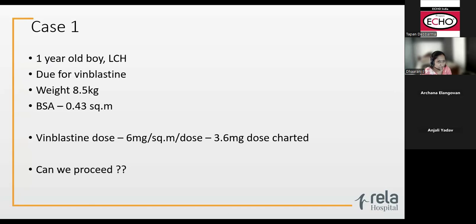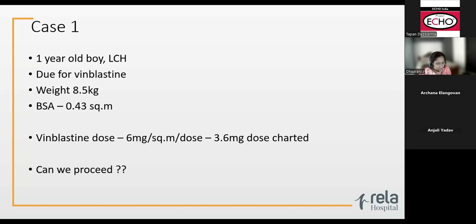So this is a 1-year-old boy with Langerhans cell histiocytosis. He's due to get vinblastine. His weight is 8.5 kg, and the body surface area we have calculated is 0.43. The vinblastine, as per protocol, is 6 mg per meter square per dose. So if you calculate 6 mg per meter square, it is 3.6 mg. So can we proceed with this?